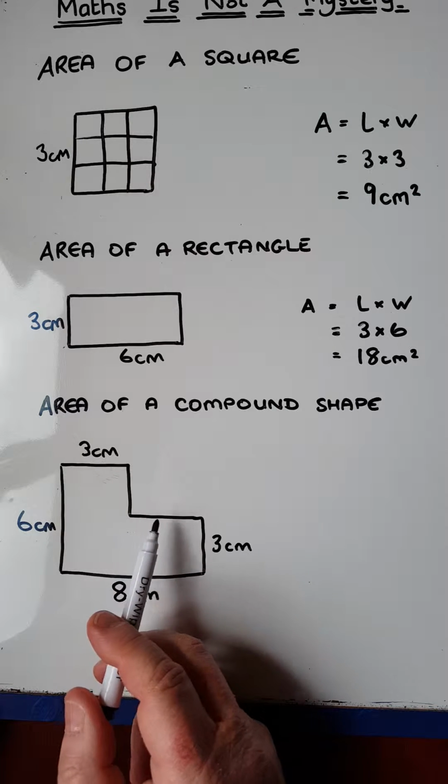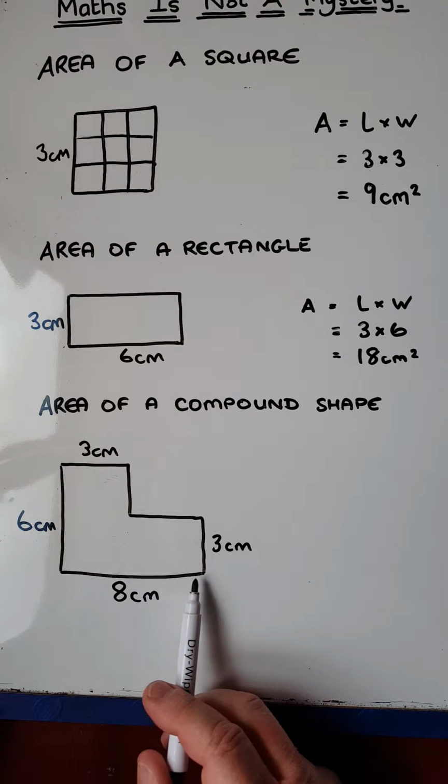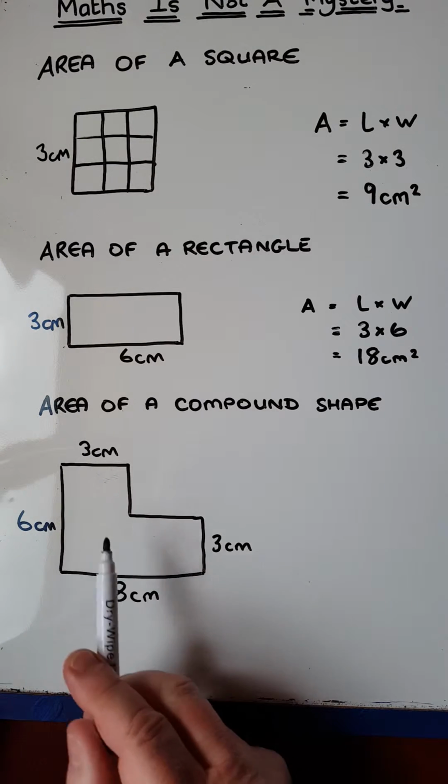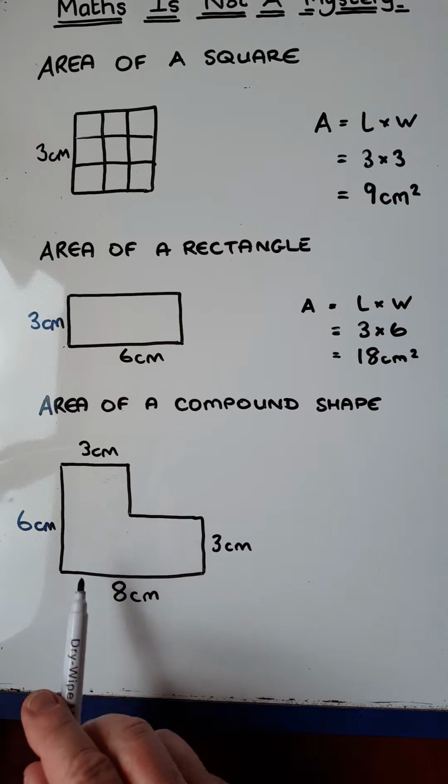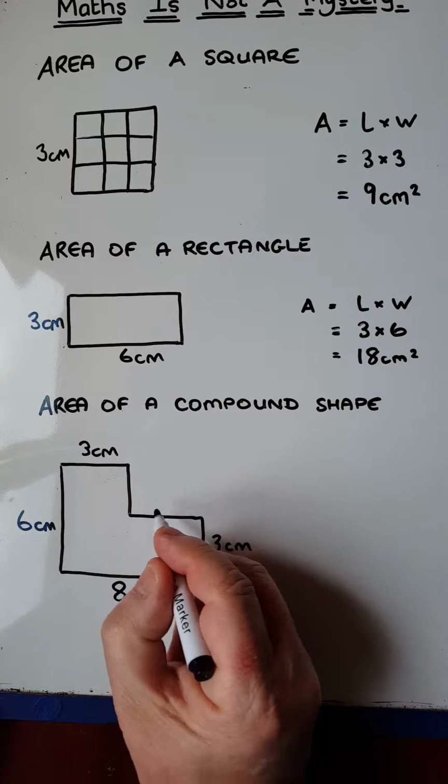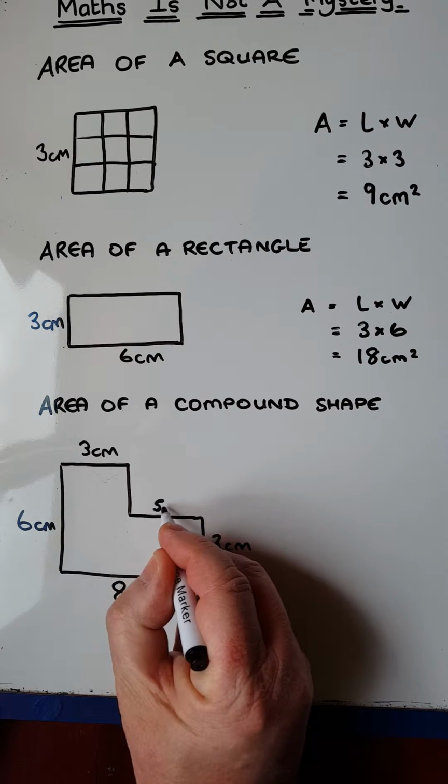Look at this horizontal side here. We know that the bottom all the way along is 8 centimetres, and we know that the top section there is 3 centimetres, and that means that to make this up to 8, that would have to be 5 centimetres.